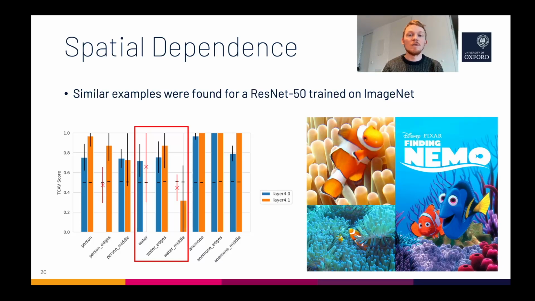So for example, for ResNet 50 on ImageNet, we saw an example where for the clownfish class, i.e. Nemo, we observed that the model seemed more sensitive to water at the edge of the image than water in the middle of the image.